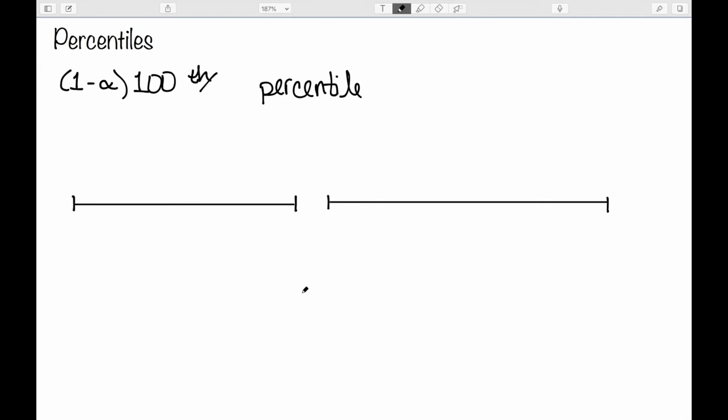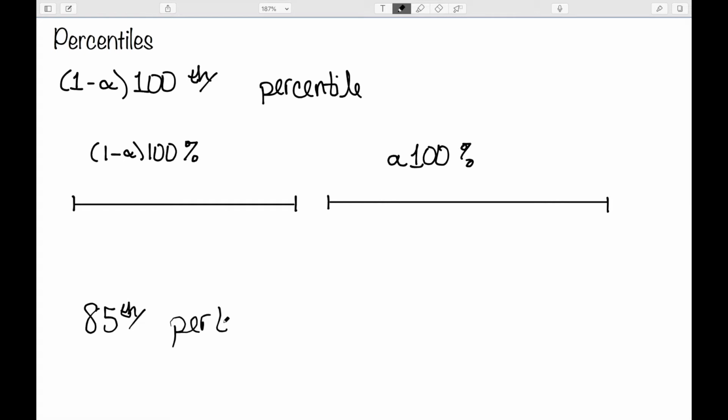Let's use these two segments here to denote my two pieces. The lower values, the smaller values, the first part, has (1 minus alpha) times 100% of the values. The second part has alpha times 100% of values. As an example, if I want the 85th percentile, then that means 85% will be below me and 15% will be above this point. If I look at the 90th percentile, then we would have 90% below and 10% above, etc.